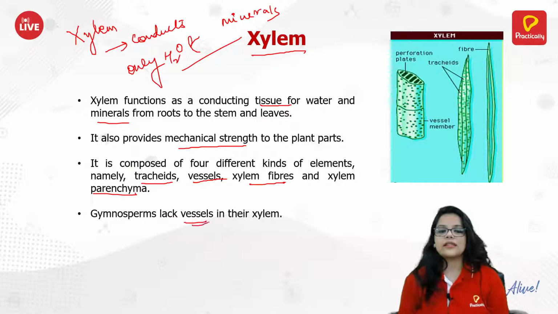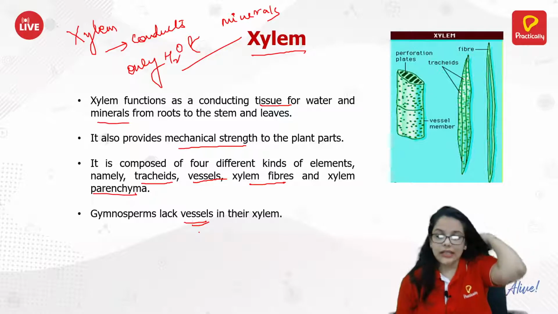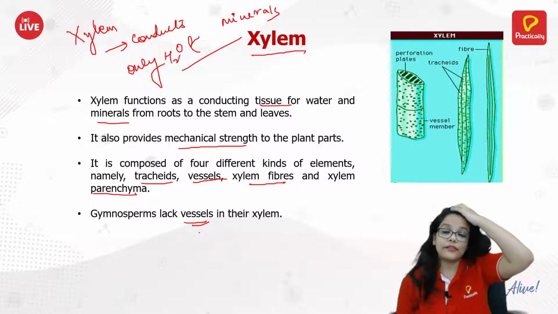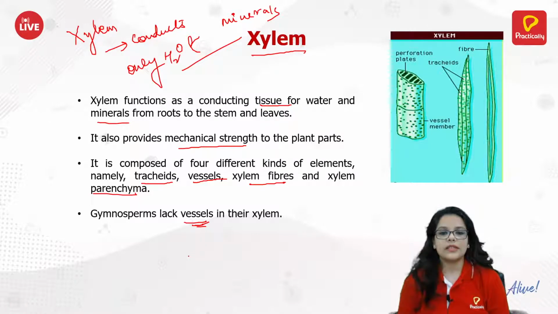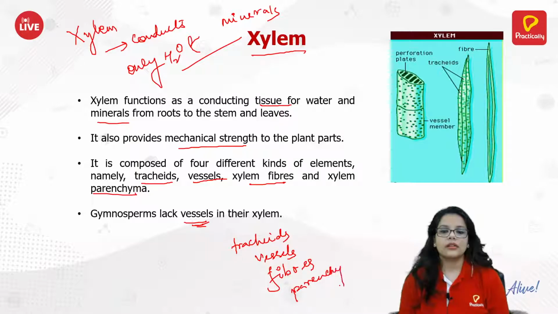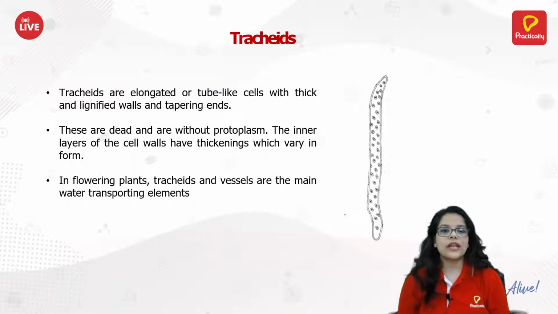Gymnosperms lack the vessels. Gymnosperms are not like angiosperms. They're not that developed. So they lack the vessels, but they have tracheids, fibers, and parenchyma. The parenchyma we also had in the simple tissue, remember? We have it in the xylem complex tissues as well. Okay, so first are the tracheids.